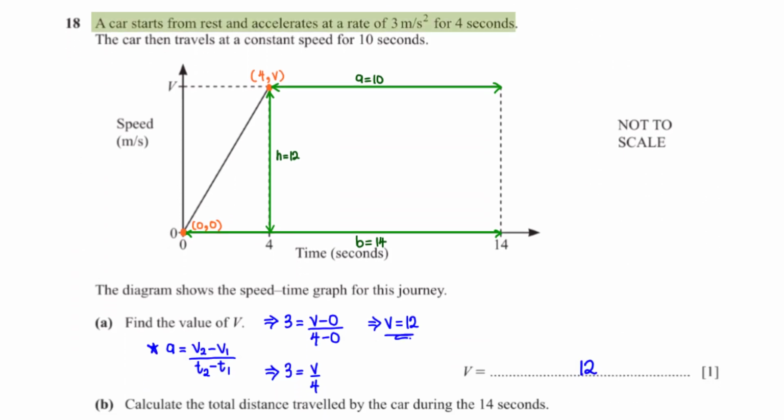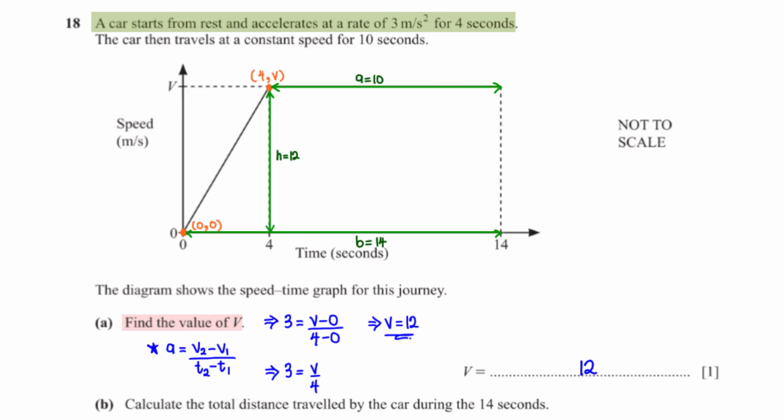A car starts from rest and accelerates at a rate of 3 meters per second squared for 4 seconds. The car then travels at a constant speed for 10 seconds. The diagram shows the speed time graph for this journey. Find the value of v.